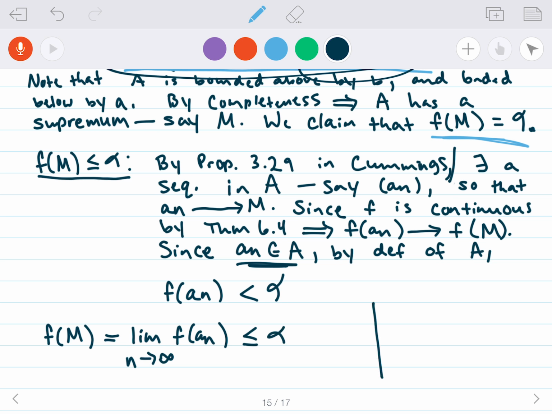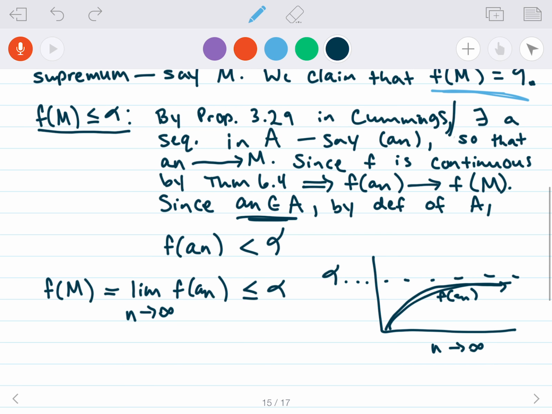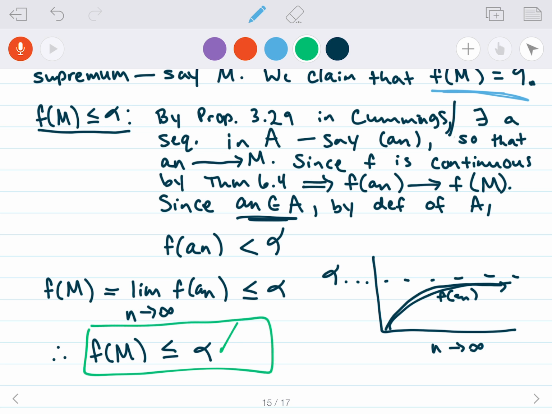And let me draw a picture. So here's alpha. And we're taking the limit as n goes to infinity of f of a(n). And so the limit could be alpha. Even though the sequence is not attaining the value alpha, the limit could be alpha. Okay, so that's what the less than or equal to is for. And so we have one direction. We have that f of M is less than or equal to alpha. Check.